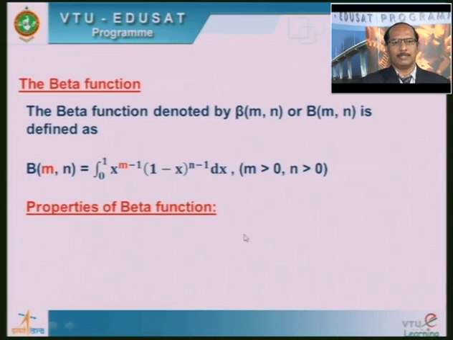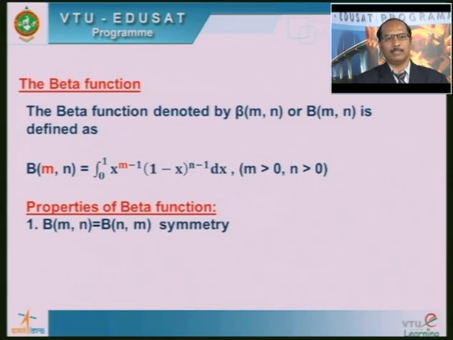So, what are the properties? Before going to the examples, we need to study the properties. They are useful in solving the examples. One of the properties is the symmetric property. Beta mn and beta nm are the same. If you interchange m and n, beta mn is equal to beta nm.